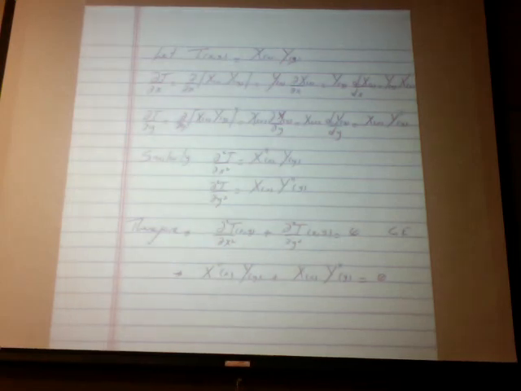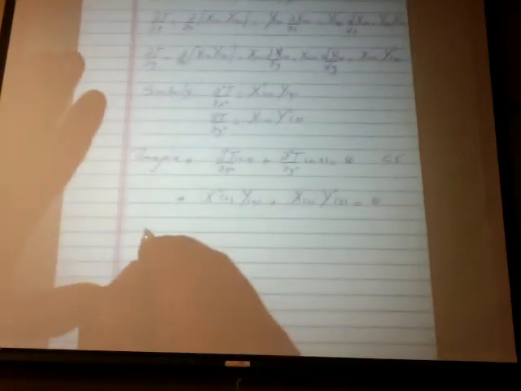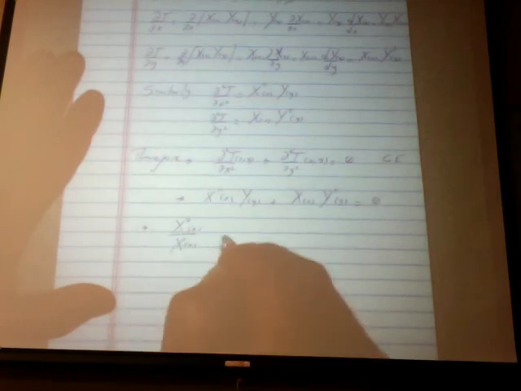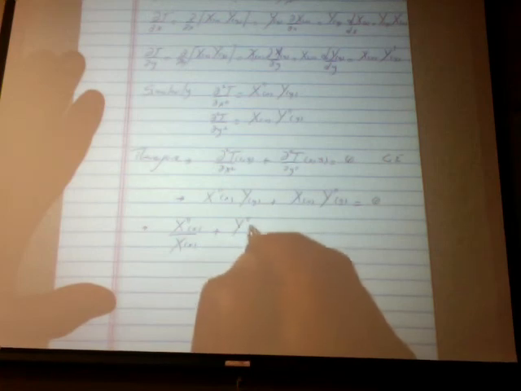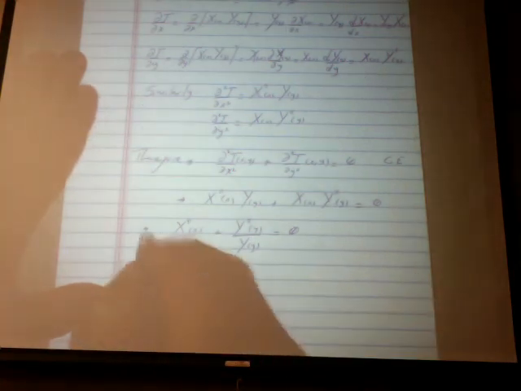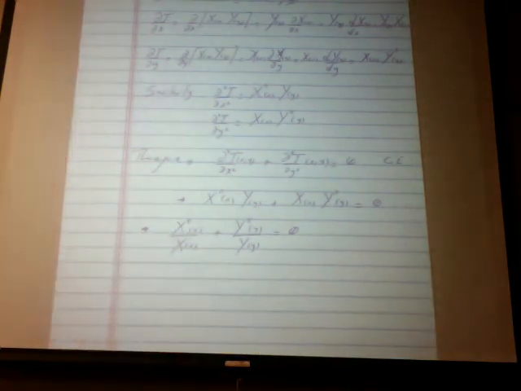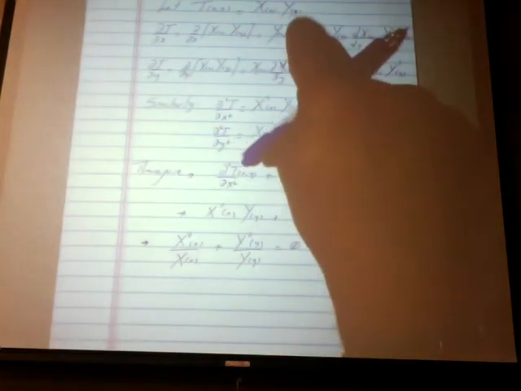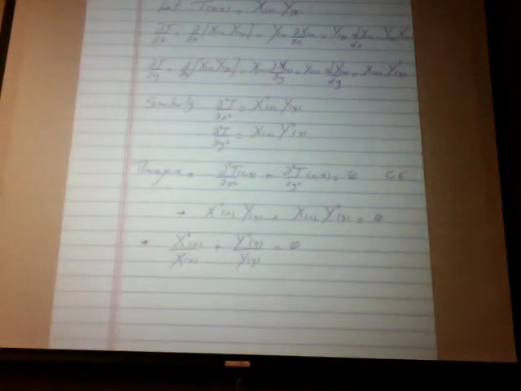Now we can divide the whole thing by X and Y. So we can say that this is X double prime of x divided by X, plus Y double prime of y divided by Y of y, is equal to 0. Right? You haven't done anything wrong. Everything is based on an assumption. We arbitrarily say that the function T of x and y was going to be X times Y. Plugging that into the governing equation leads to this.